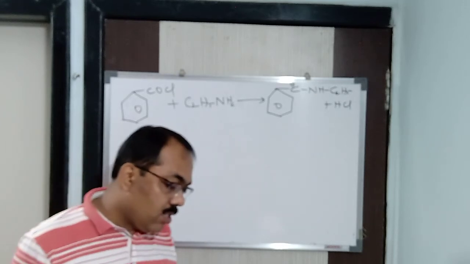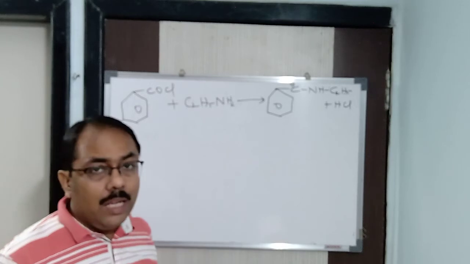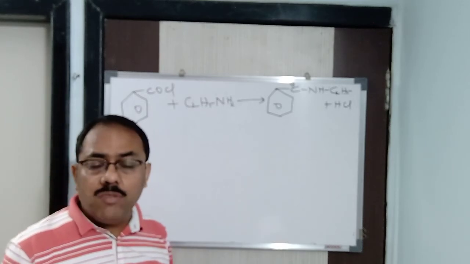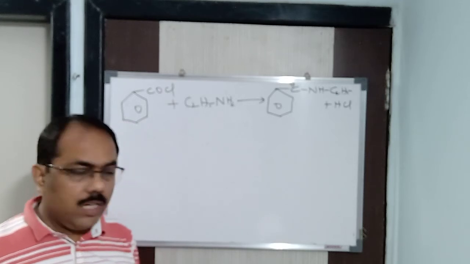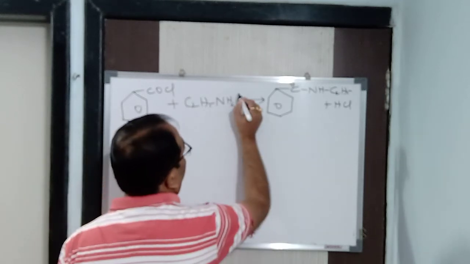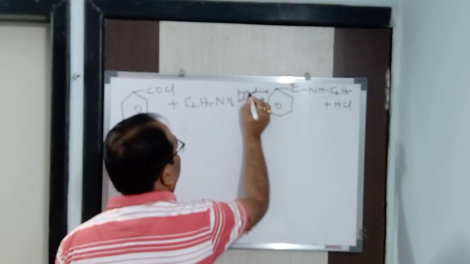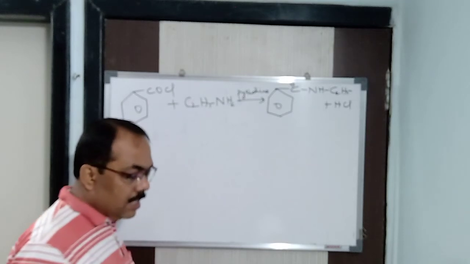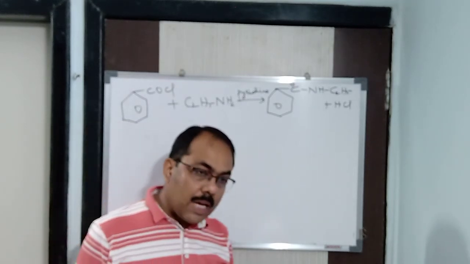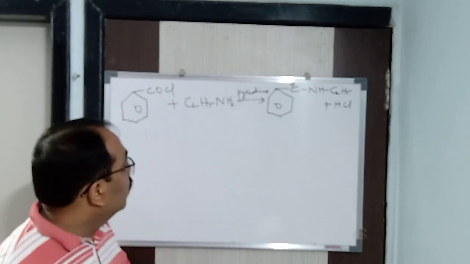Now this reaction is quite slow. Got it? Because I said that aryl compounds are quite slow. It does not undergo nucleophilic substitution reactions readily. For that purpose, I have to take a catalyst, which is a basic catalyst, pyridine, because this is acidic in nature. So I will be using a basic catalyst, pyridine. In presence of pyridine, the reaction can be carried out. Clear?